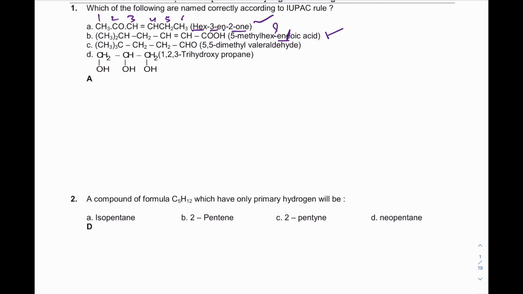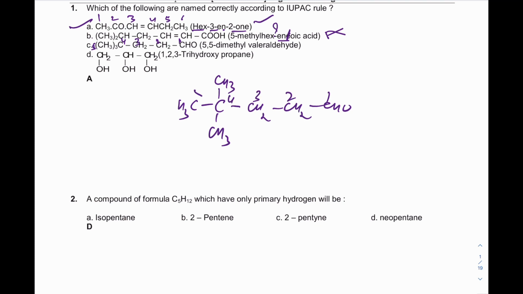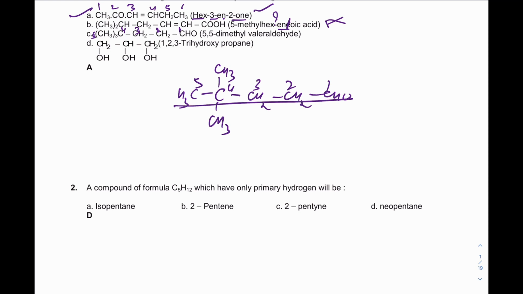So this is the correct answer. This is not correctly named. Correctly named is A. Third one is 1, 2, 3, 4 and 5. It should be like this. One, two, three, four, 5. So it is 4,4-dimethyl pentanol. D is wrong because OH is present as a main functional group, so it should be propane triol.